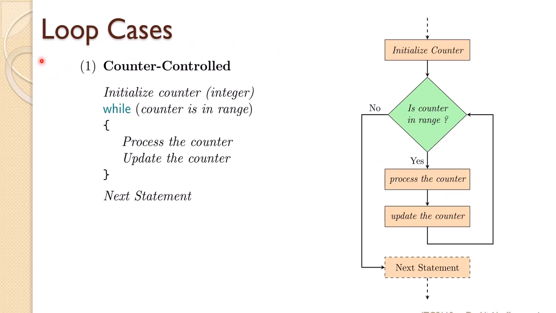We'll consider two cases. This is case number 1, and we will have case number 2. For case number 1, we are going to use the loop for counting, so we need a variable.